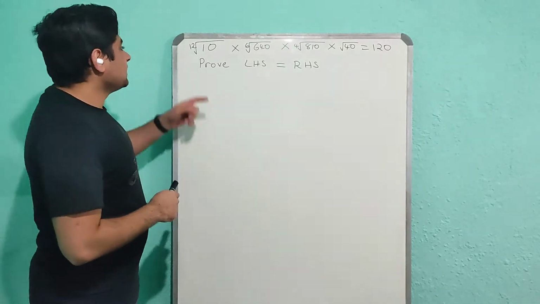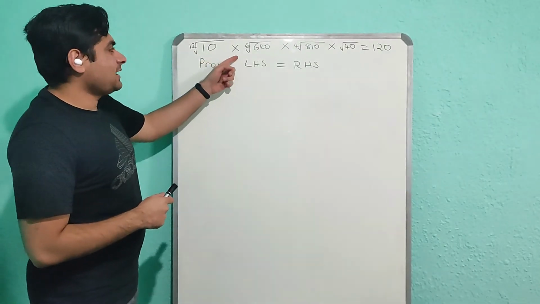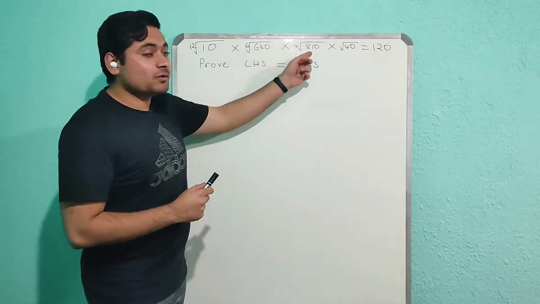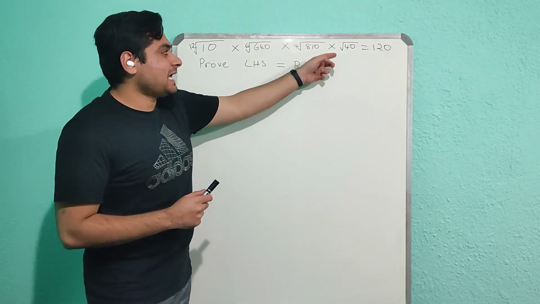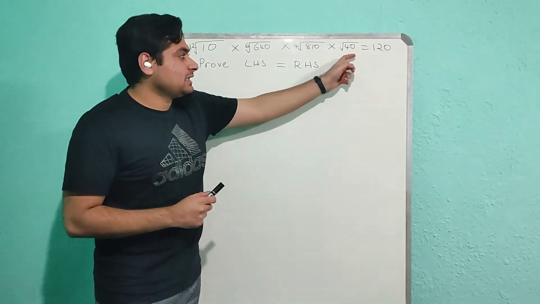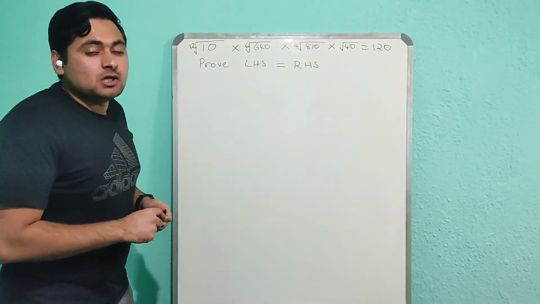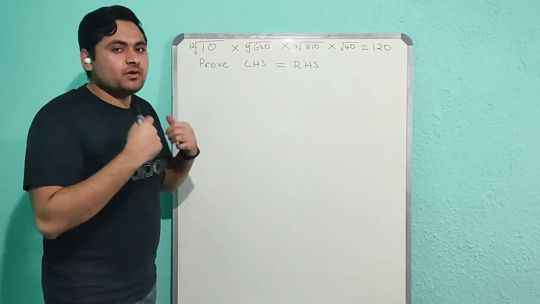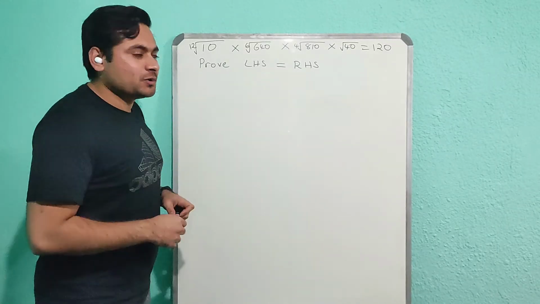So the question says 12th root of 10 times 6th root of 640 times 4th root of 810 times square root of 40 is equal to 120. So we need to prove that the left-hand side is equal to the right-hand side without the use of a calculator. So how do we do this?